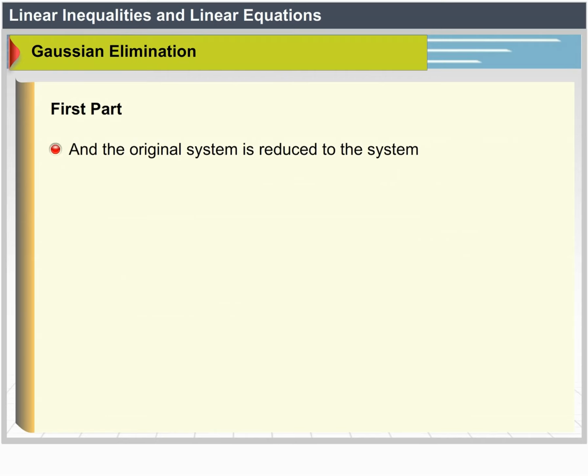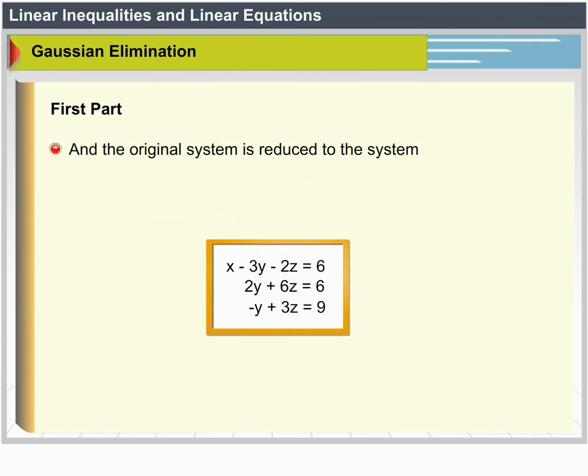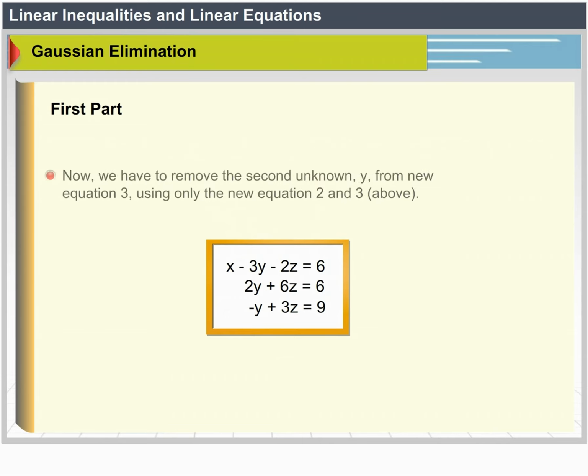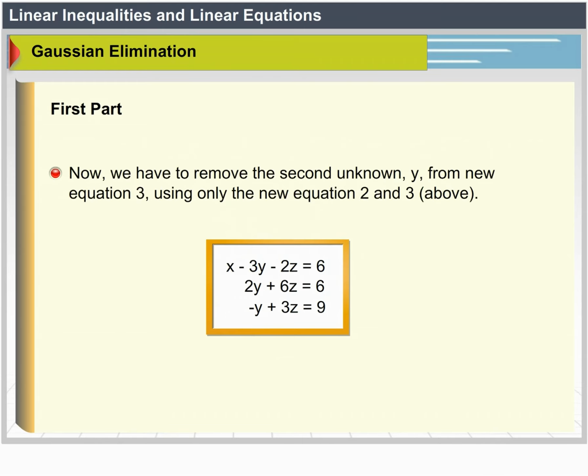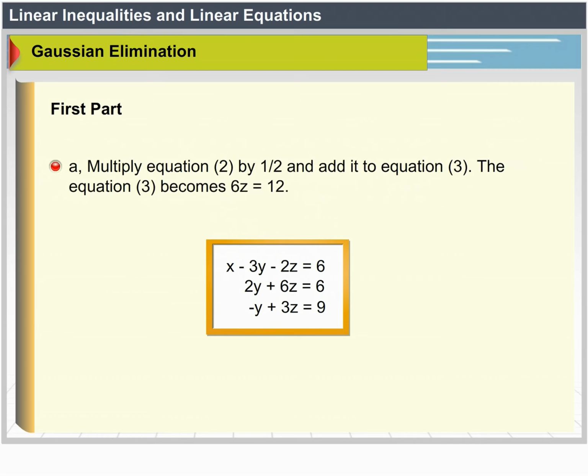And the original system is reduced to the system x minus 3y minus 2z equal to 6, 2y plus 6z equal to 6, minus y plus 3z equal to 9. Now we have to remove the second unknown y from the new equation 3 using only the new equations 2 and 3. Multiply equation 2 by 1 by 2 and add it to equation 3. The equation 3 becomes 6z equal to 12.